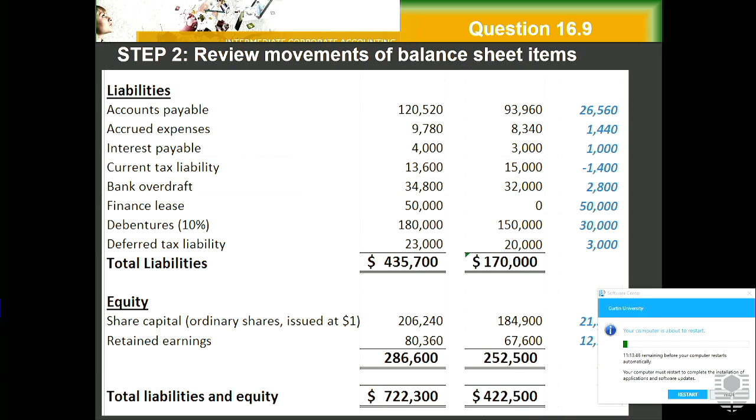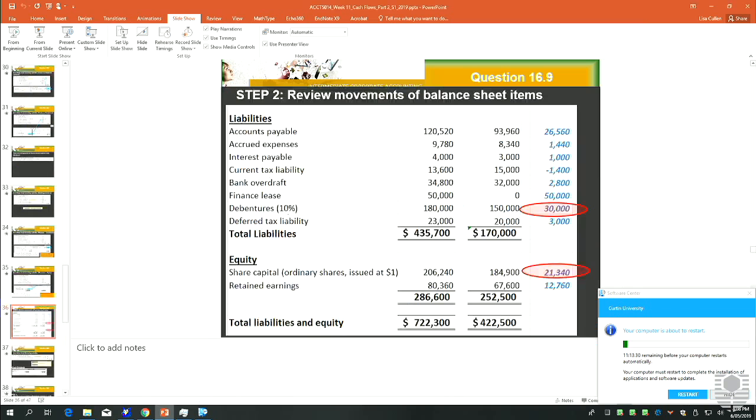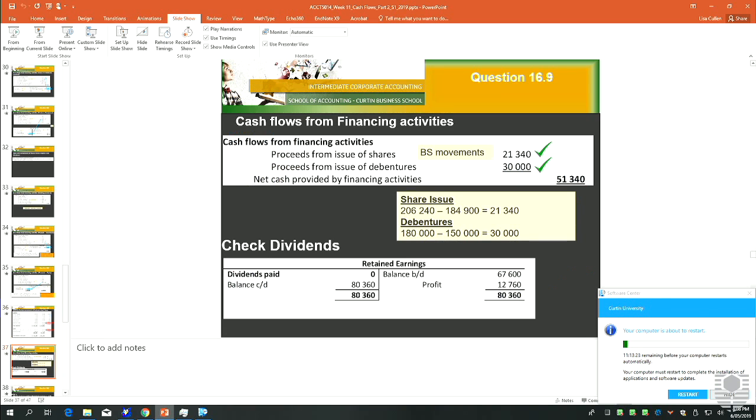Okay, so debentures. We've still got those debentures to account for of 30,000. We need to highlight that we've got an inflow there of 30,000, and there's also a movement in our share capital that we have to account for. So your proceeds from share issue must have been 21,340. Your proceeds from debenture issue is 30,000. Again, straight from the movement.